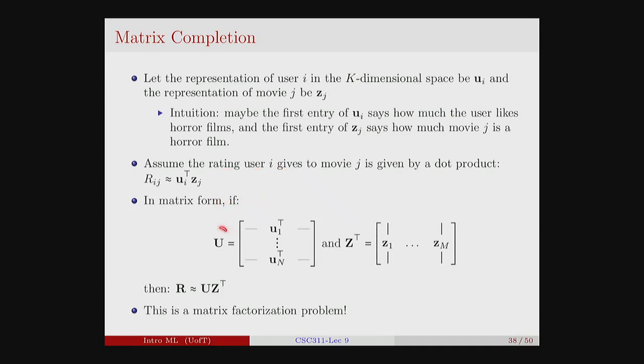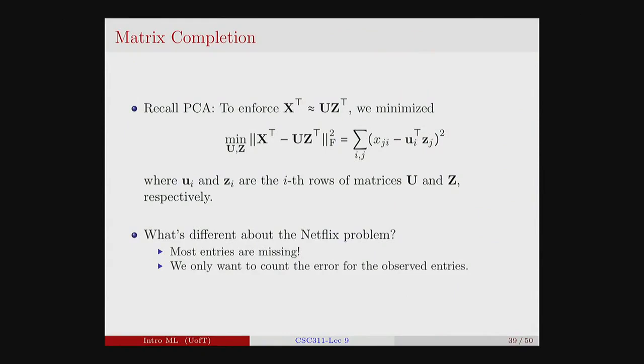And in matrix form, if we pack all of the vectors U and pack all the vectors Z as Z transpose, then we can write our ratings matrix as U times Z transpose, which is a matrix factorization problem. And in PCA, we saw that to solve a matrix factorization problem optimally with respect to the Frobenius norm of the difference between the original matrix and the product of its factors, you need to observe all of X. But the problem in the Netflix case is that most of the entries of X are going to be missing. So how do you actually solve this problem?